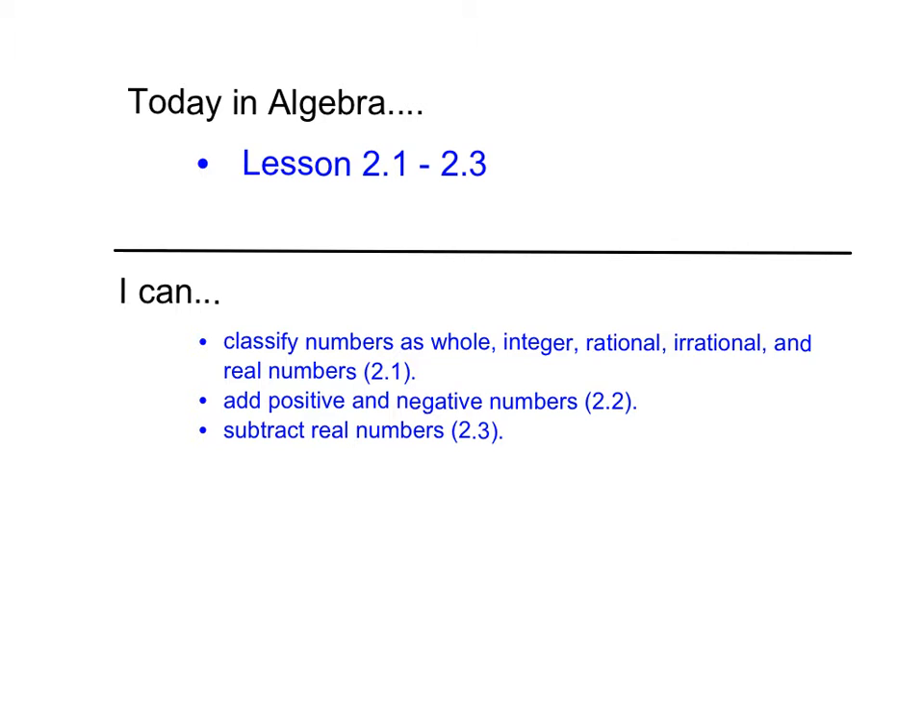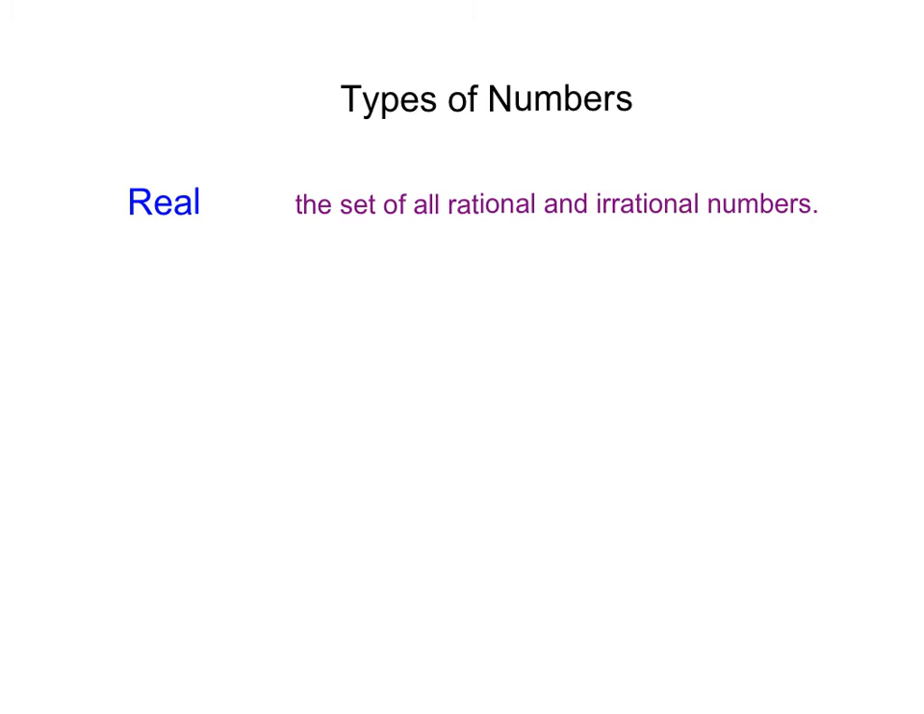It's a very quick chapter, and today we're going to focus on classifying numbers as whole, integer, rational, irrational, and or real numbers. We're going to focus on adding and subtracting positive and negative numbers, and then we'll wrap up this first chunk in Chapter 2. So to start, we're going to start with the classifications of numbers, and there are 5 main types of numbers that you need to know about.